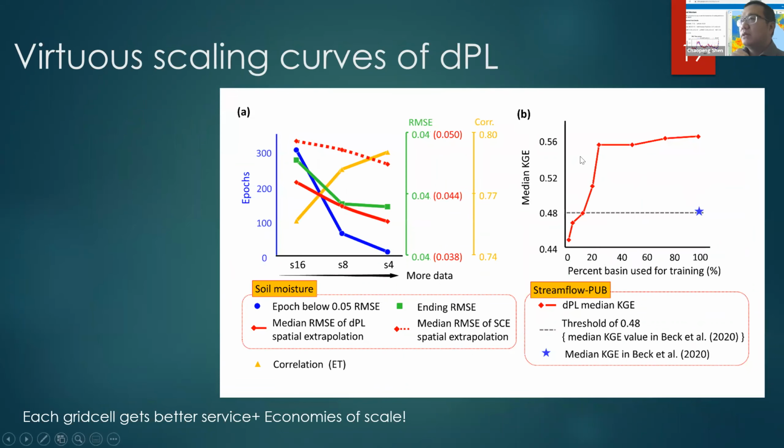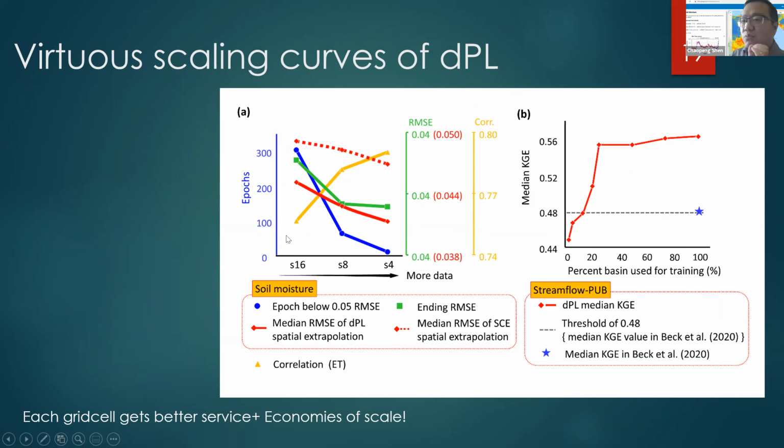So we've run different hydrological models for different data sets for different variables, and you observe these beautiful scaling curves. As you have more data, this is a soil moisture case, what we find is the ending metrics, this green line, gets better and better. The extrapolation to the neighbor, this spatial extrapolation, this red line, also gets better.